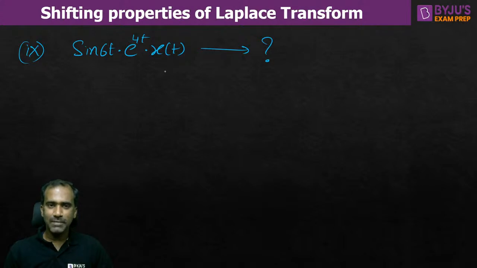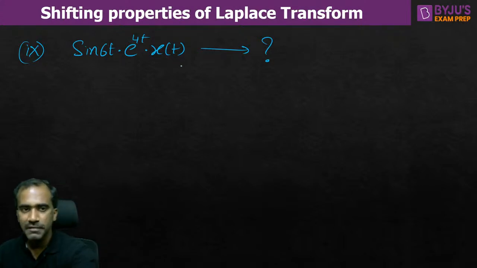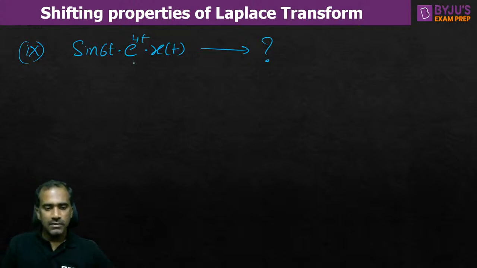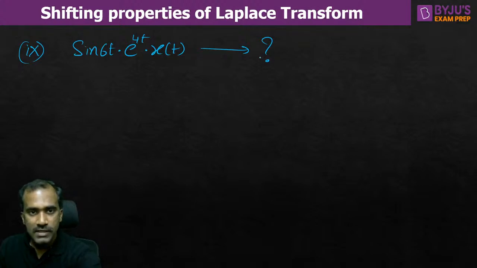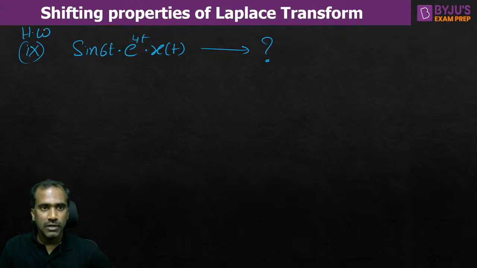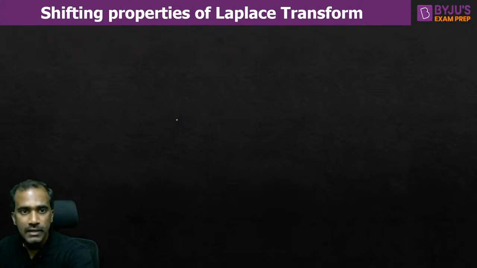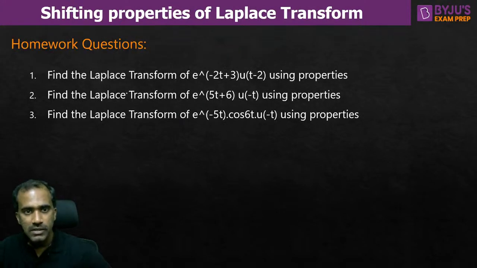This will be taking some time, but same procedure as the previous one. Same question. I've increased the difficulty level slightly. Expand sine function, then things will be very clear. Okay, so can you do it? Can you do this question? You can do this as homework. Sine 60 into e power 14 to x of t. This is also a homework question. So I'll write it in the homework part also. So these are the homework questions.